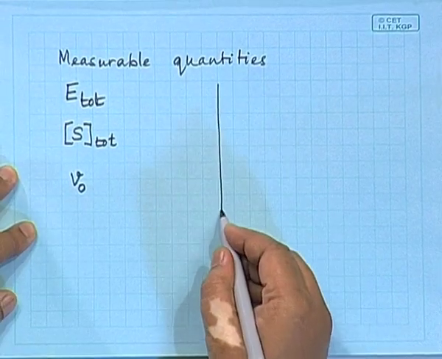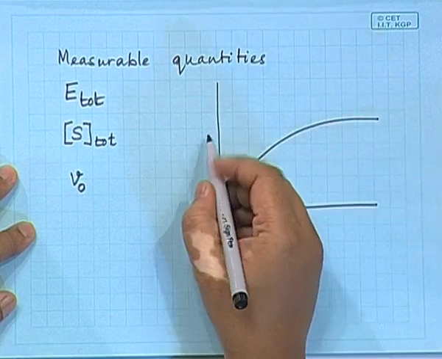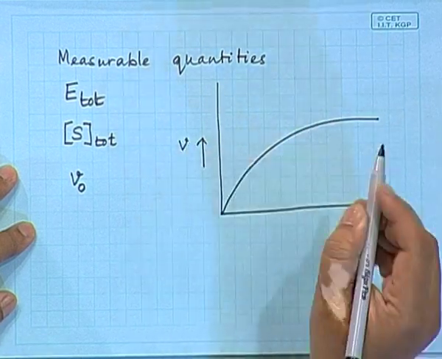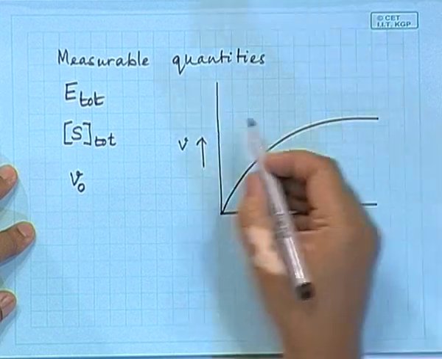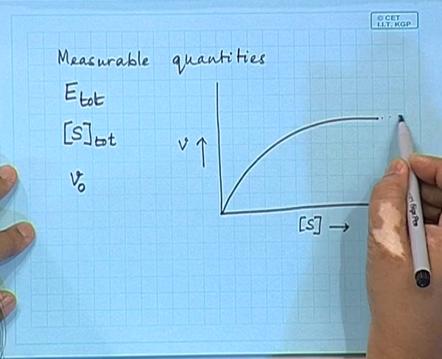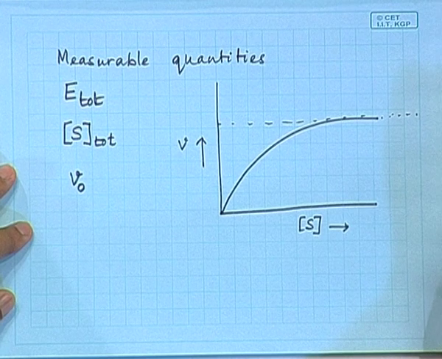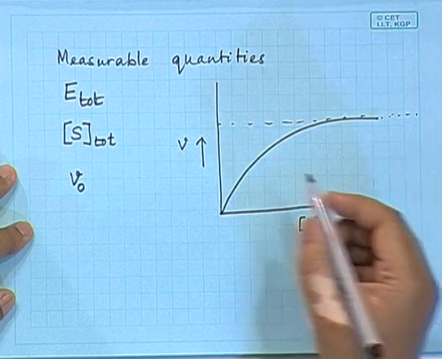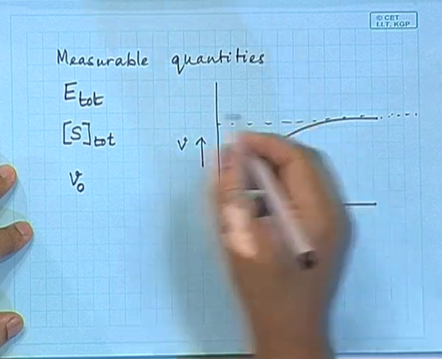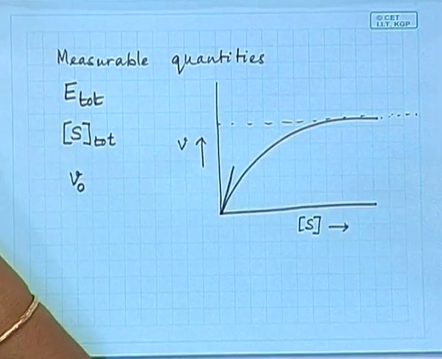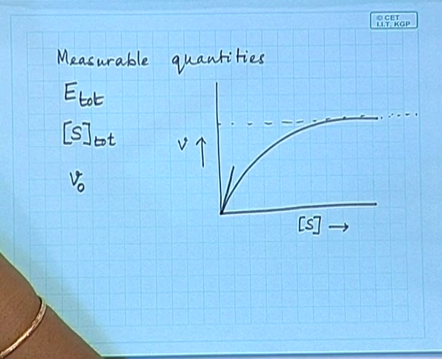Because if I consider my curve here, this is the velocity of the reaction, this is the substrate concentration. I do not know where Vmax is, where it is actually going to go. So, this is some quantity that I actually cannot determine this way. But what can I determine? I can determine at low concentrations what the V0 value is. So, I can find out what an initial velocity is.